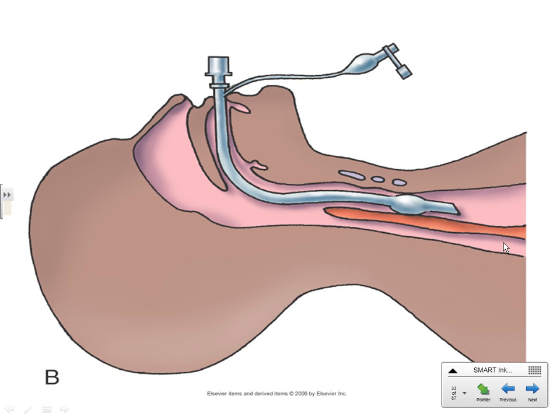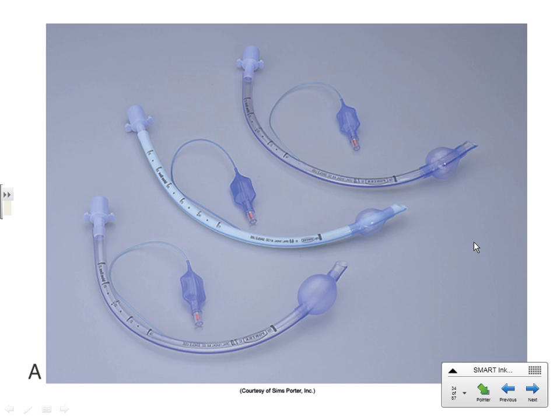So the best way is a chest x-ray. That's going to tell us that it's in the trachea. These are just some other.